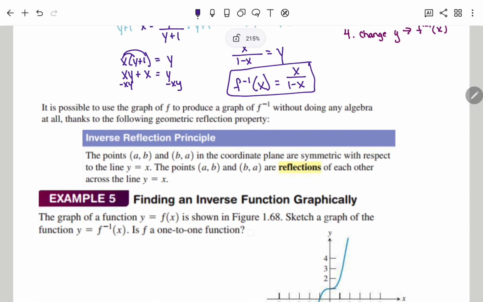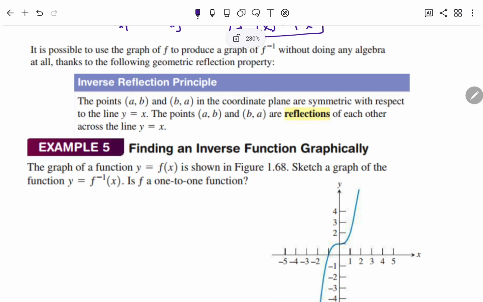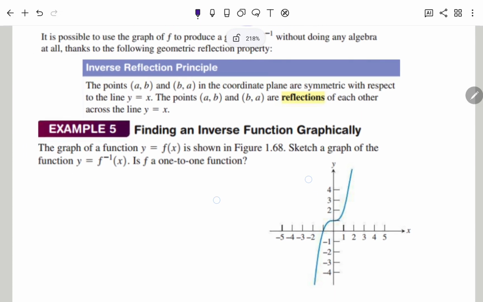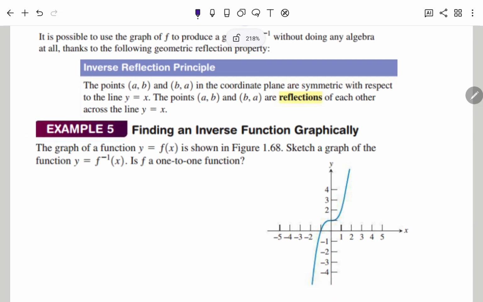Okay, let's move on. It is possible to use the graph of f to produce the graph of f inverse without doing any algebra at all. However, this only really works when I'm given a graph and it's a graph with nice points. This is because we are able to just flip the graph to find the inverse. The graph of function y equals f of x is shown in this figure. Sketch a graph of the function y equals f inverse of x.